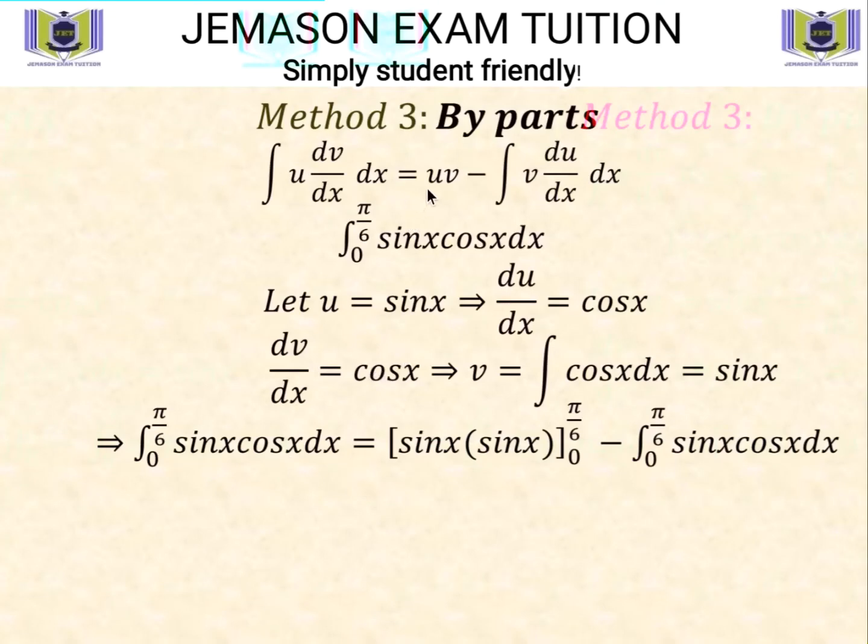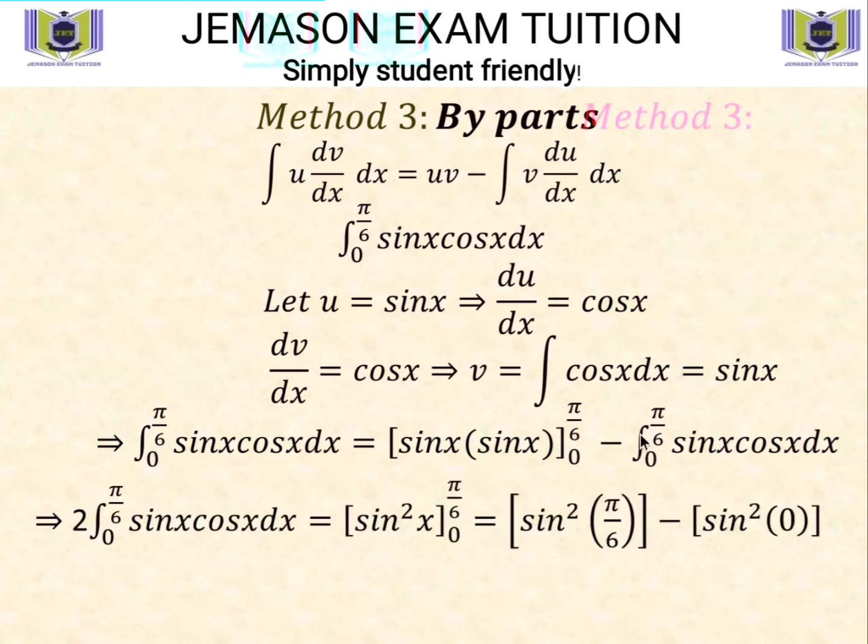Since the formula says uv, the u is sine x and the v is also sine x, so sine x times sine x, substituting the limits from 0 to pi on 6, minus the integral from 0 to pi on 6 of v du dx, and v is sine x while du dx is cos x dx. In this step, we note that this other part of the solution gives the integral that we are seeking to find, so we can send it to the left hand side and it would add to the identical one that is there.